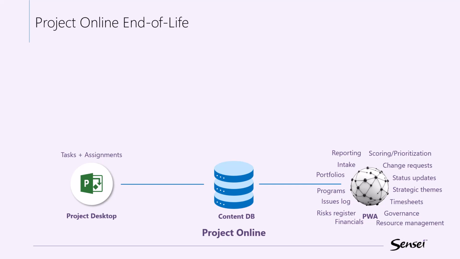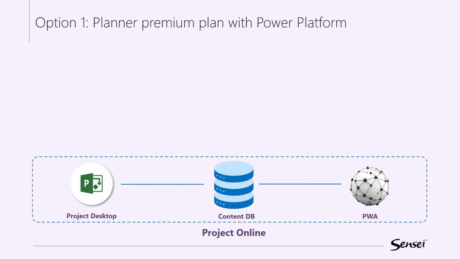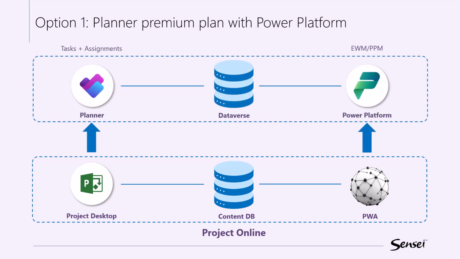So let's talk about the options that you have for moving on from Project Online. The first option, and the one that Microsoft prefers, is that you transition to using Planner Premium plans with the Power Platform. Mark is a big advocate of this option, and he will unpack the details behind this approach shortly.